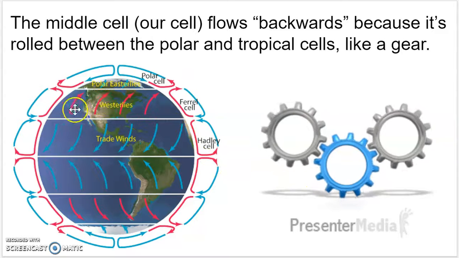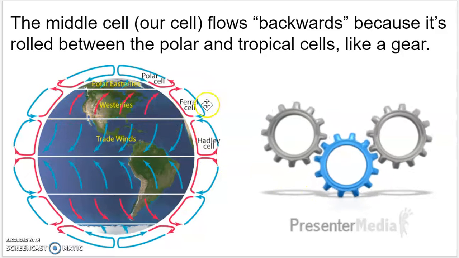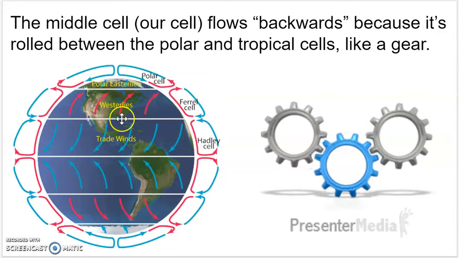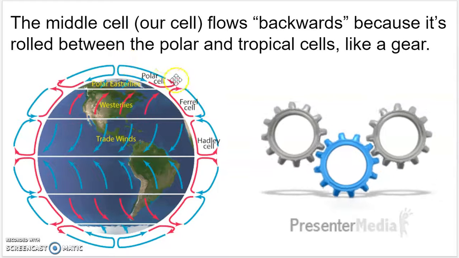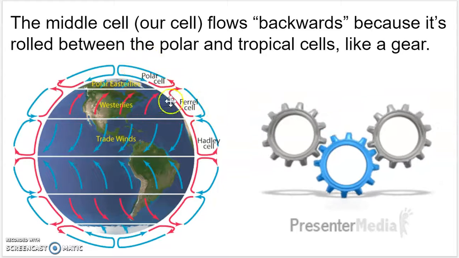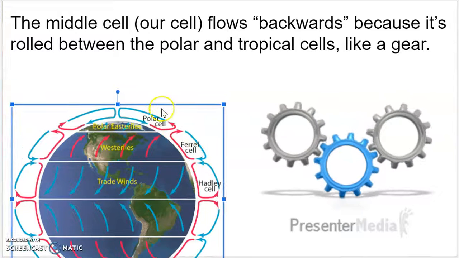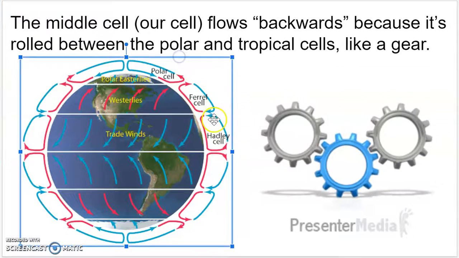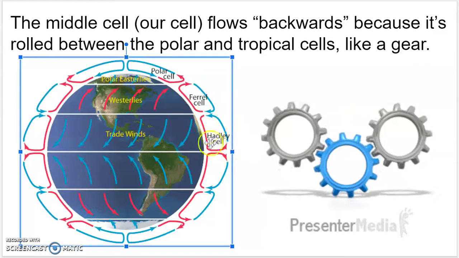So this middle cell, this temperate cell, they have a proper name, Ferrel cell, it flows in the opposite direction. The polar cell is rolling this way, the Ferrel cell is rolling that way. And since the Ferrel cell is rolling that way, it allows the Hadley cell to move this direction.